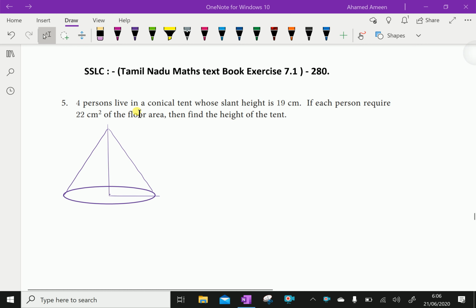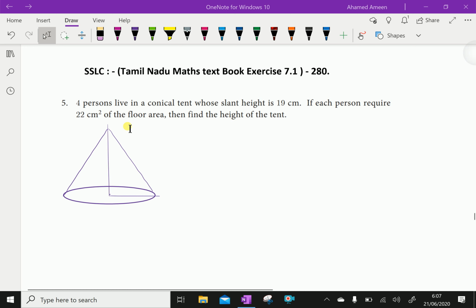Four persons live in a conical tent whose slant height is 19 centimeter, and if each person requires 22 centimeter square of the floor area, then find the height of the tent.